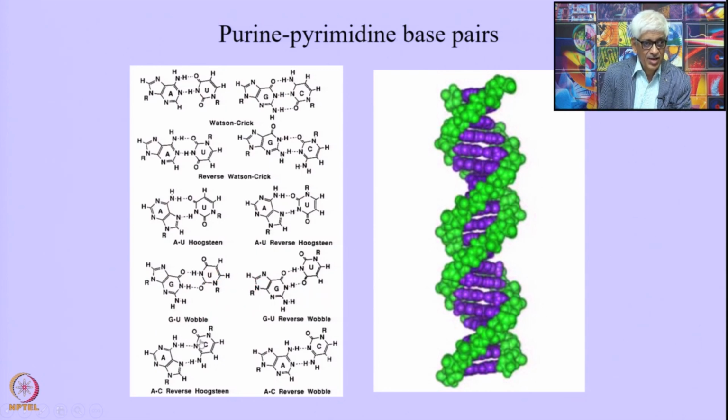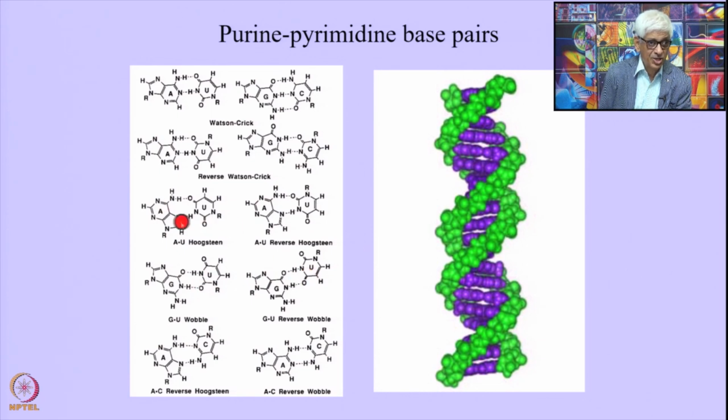And then similarly you have the AC, you see here this is the AC reverse wobble and AC reverse Hoogsteen. AC, meaning what, we normally have AT base pair, right. So when the T is replaced by C we call it a wobble. AC is a wobble base pair, but this is also possible. So such hydrogen bondings are also possible. So you have this NHN here, both are NHN hydrogen bonds in this case. Okay, in all of these cases these are NHO hydrogen bonds in this case.